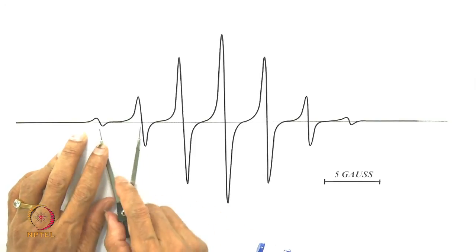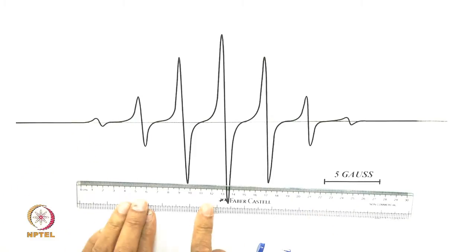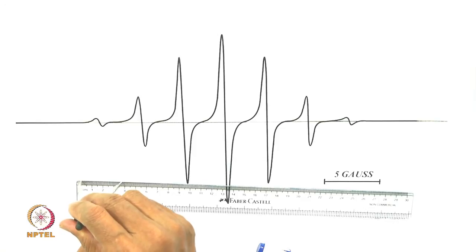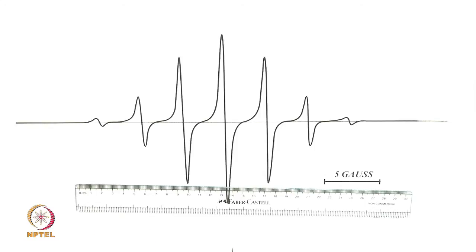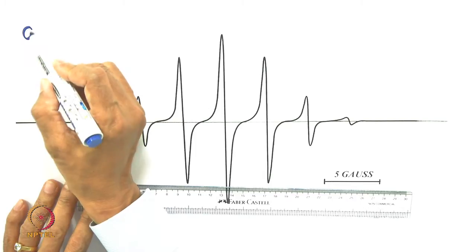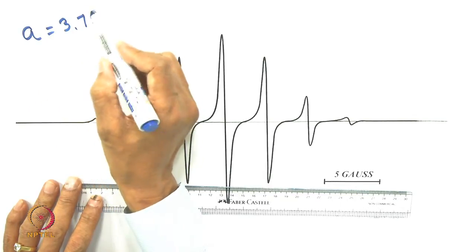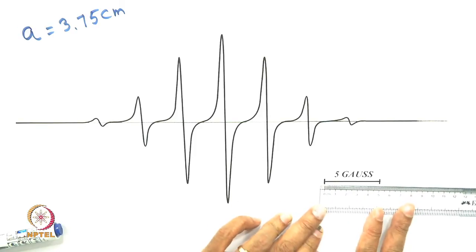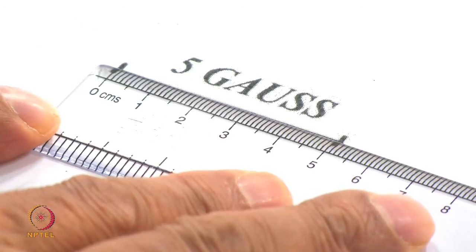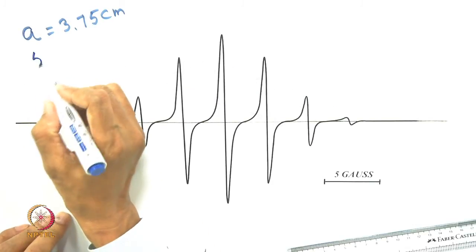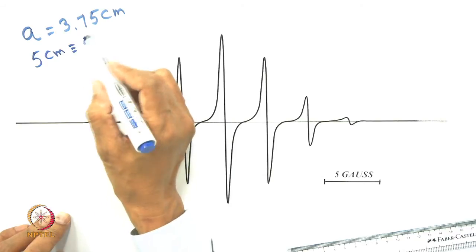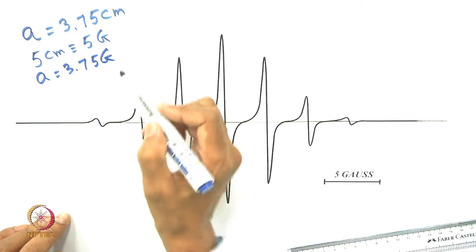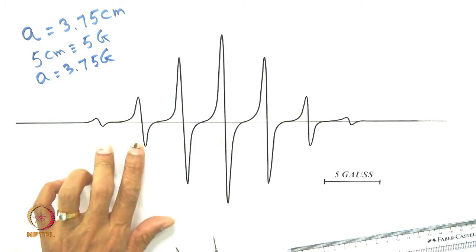So, immediately we can measure the coupling constant from this. This is the measure of the coupling constant. What is the value? This coupling constant is given by this gap, which is 3.75 centimeter. So, here A is equal to 3.75 centimeter. What is the scale of the magnetic field? It is given here. This 5 Gauss corresponds to this length, and that is 5 centimeter. So, 5 Gauss corresponds to 5 centimeter. So, naturally this says that coupling constant A is equal to 3.75 Gauss. So, we measure the hyperfine coupling constant.